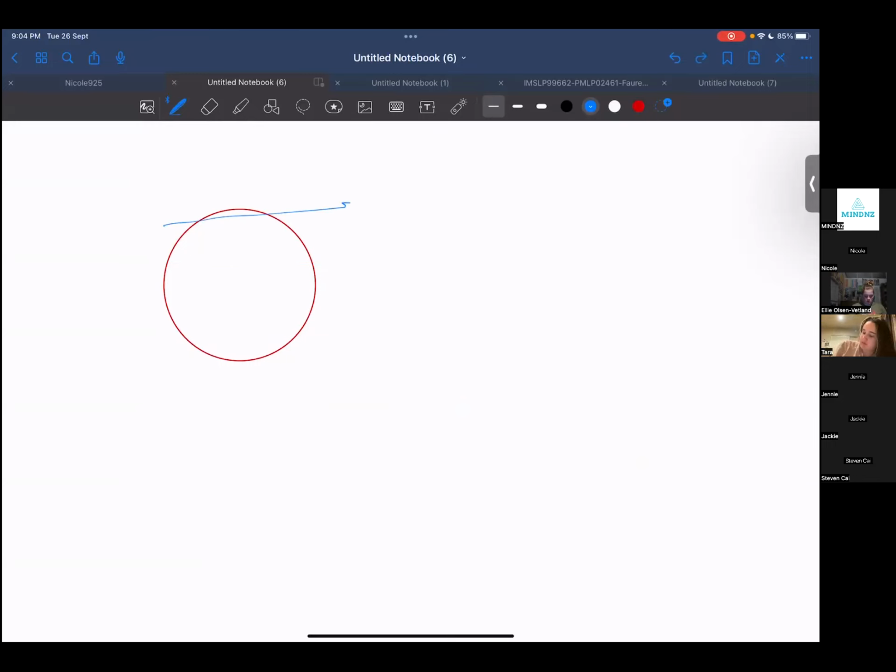This is also not a tangent because it touches the circle at 2 points. A tangent line to a circle is a line that only touches the circle at 1 point. So a line like that, a line like that. Do we get what that means? Does everyone kind of get what a tangent is now?